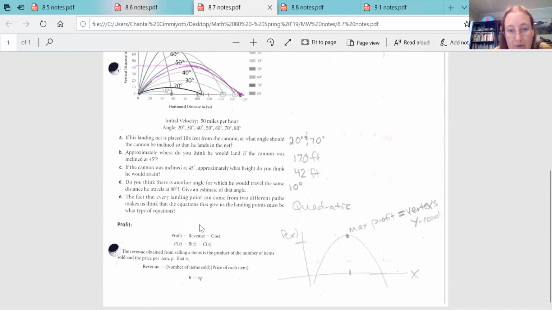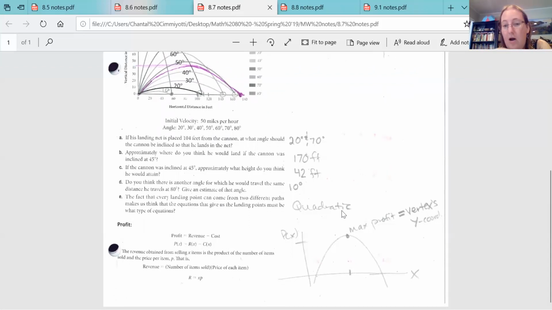The fact that every landing point can come from 2 different paths makes you recognize that the equation is a quadratic. That's just how quadratics behave. There are two places that will be at the same height and land in the same place. That's one of the properties.